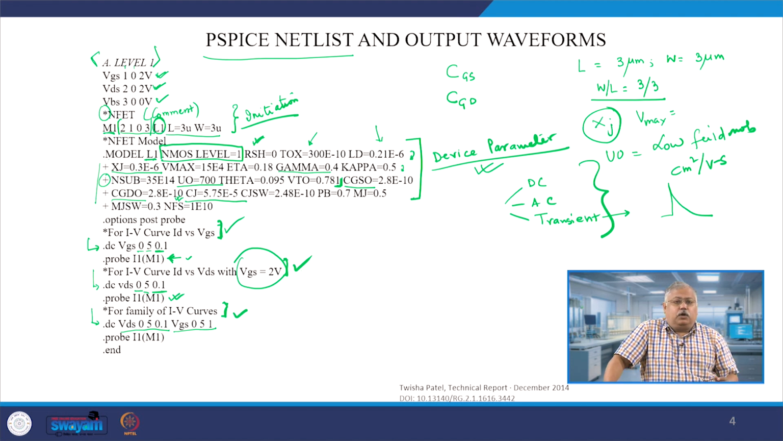So, internally what SPICE does is that for every DC value suggested by the user, it runs the SPICE file internally and extracts the value of the current for that particular value of DC bias.